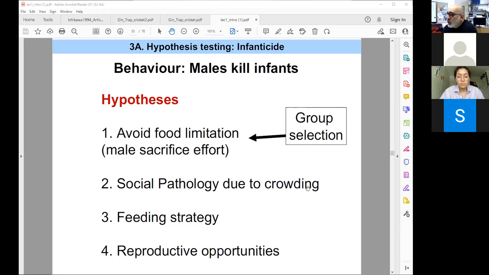Another hypothesis was social pathology due to crowding. This would argue that these lions are at high densities, have this kind of social behavior, and it's pathological. That means it's maladaptive. And then a feeding strategy. Maybe these males are killing these infants, these cubs, because they are hungry and they want to eat them. Or they are killing the cubs because this will enhance their reproductive opportunities.